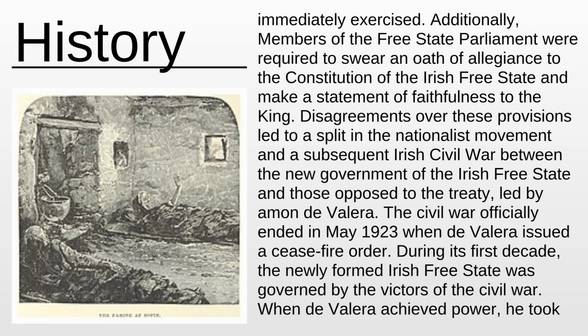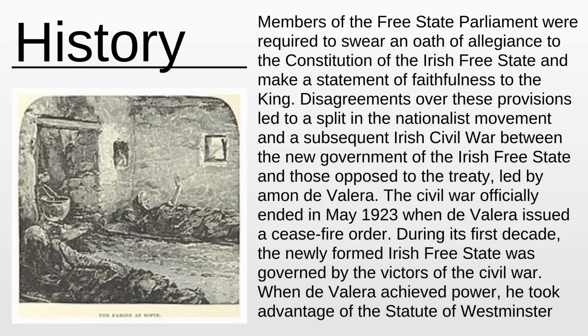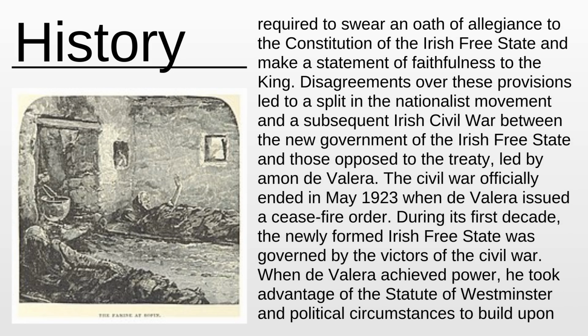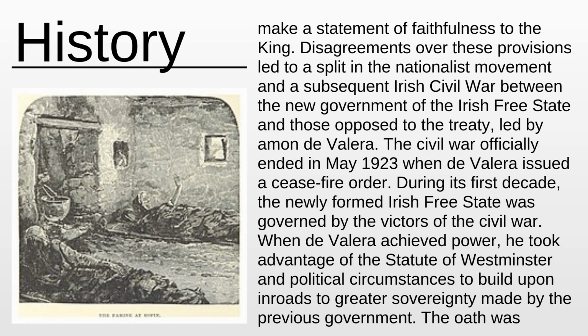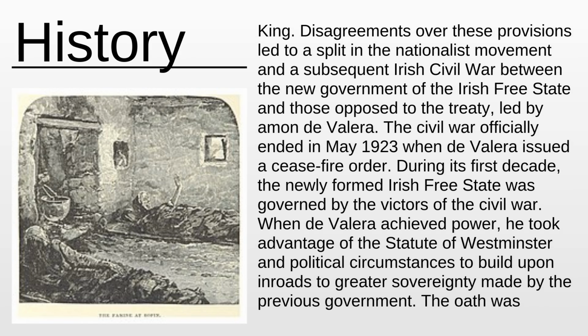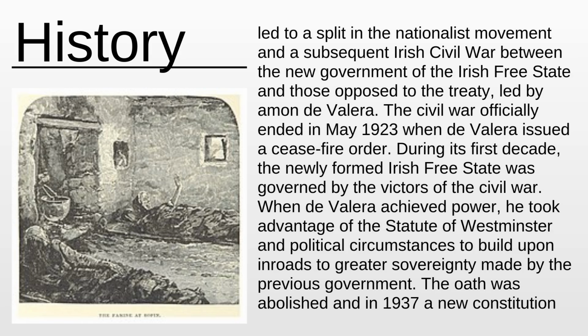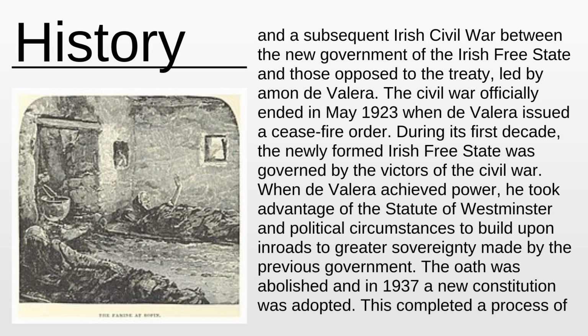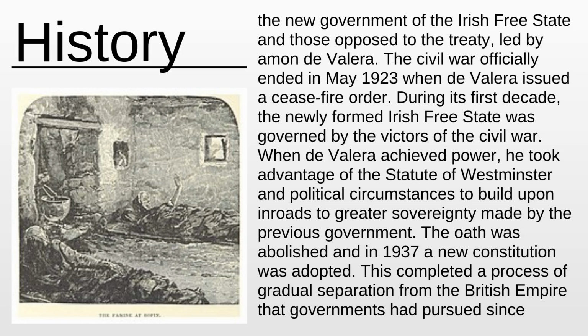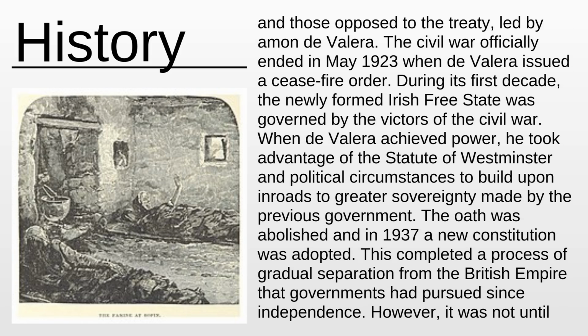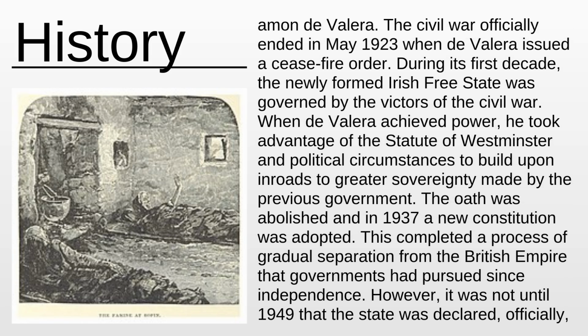Additionally, members of the Free State Parliament were required to swear an oath of allegiance to the Constitution of the Irish Free State and make a statement of faithfulness to the King. Disagreements over these provisions led to a split in the nationalist movement and a subsequent Irish Civil War between the new government of the Irish Free State and those opposed to the treaty, led by Éamon de Valera. The Civil War officially ended in May 1923 when de Valera issued a ceasefire order.